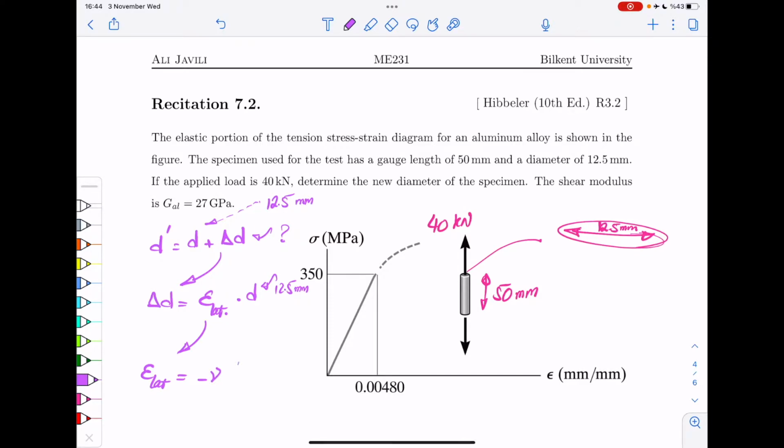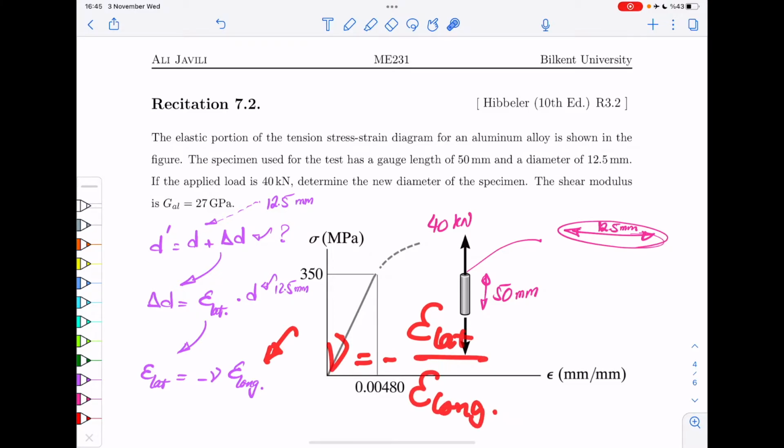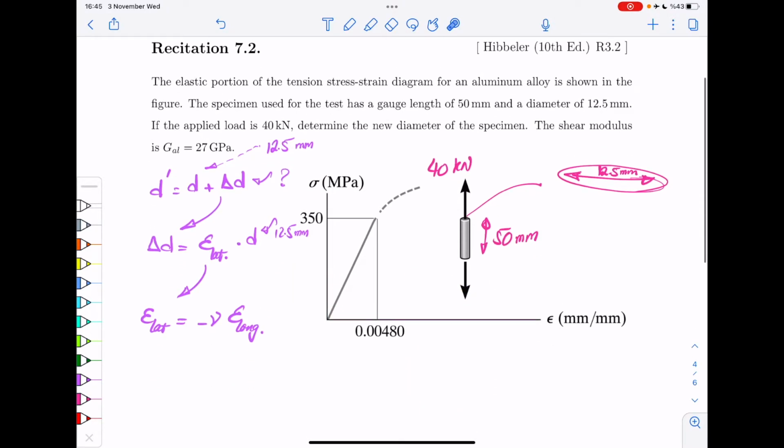So that's minus Poisson ratio times longitudinal strain. Remember, Poisson ratio definition is minus epsilon lateral divided by epsilon longitudinal, right? So basically, epsilon lateral is minus Poisson ratio times epsilon longitudinal. Now, we don't know any of this, and we need to calculate them. If we calculate them, then we get epsilon lateral, we put it here, we get delta D, we put it here, we get the new diameter that we want. So this is like a very nice stepwise problem.